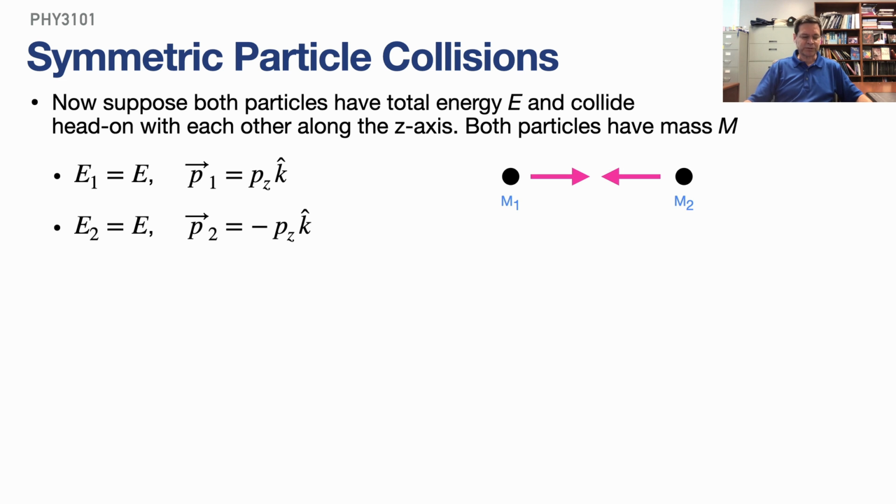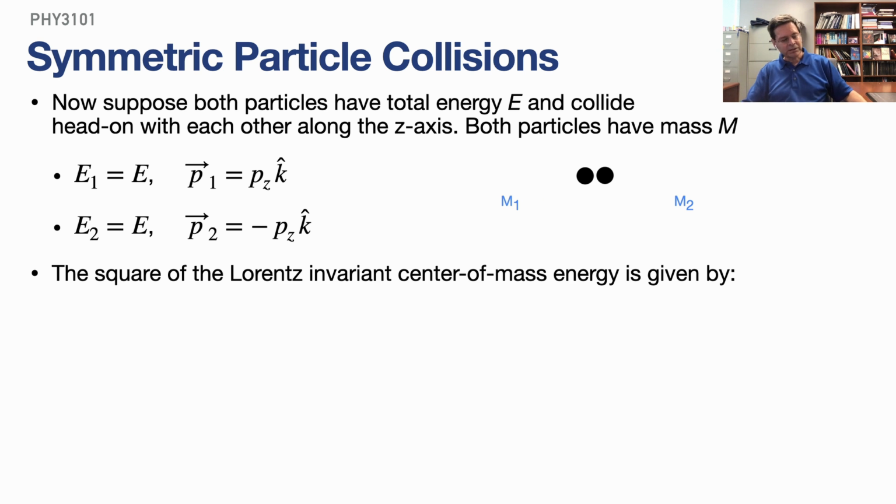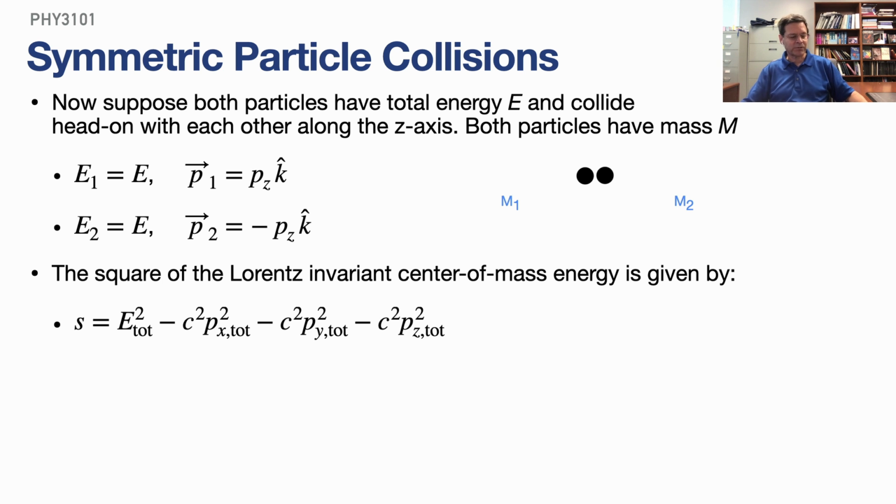So in other words, we have a situation like this. We have a particle of mass m1 and a particle of mass m2. They're going to collide head-on. And the energy in that collision can then be used to form mass in the final state. Again, the square of the Lorentz invariant center of mass energy is given by this Lorentz invariant quantity, the total energy squared minus c squared times the total momentum squared.